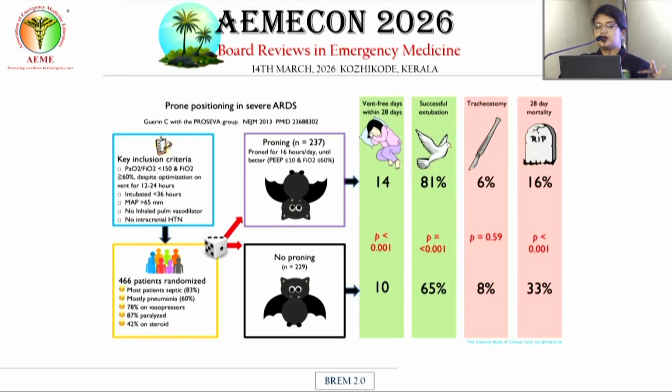Again, a landmark trial, the PROSEVA trial, which included patients with moderate ARDS, PaO2/FiO2 less than 150, requiring FiO2 of more than 60%. After 12 to 24 hours of optimal medical therapy, they proned the patient. What they saw was, among the proned group and the control group, the prone patients had more ventilator-free days within 28 days. 81% were successfully extubated, and the 28-day mortality was also less in prone patients.